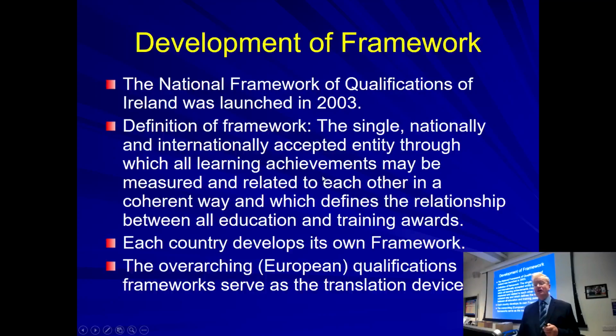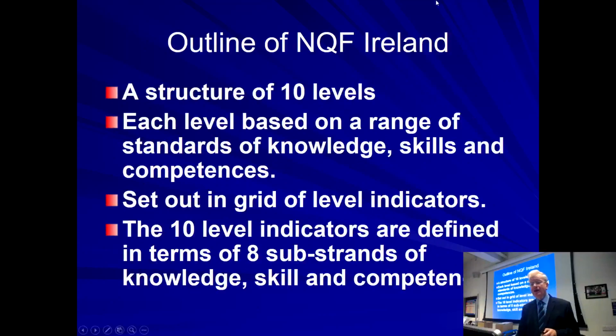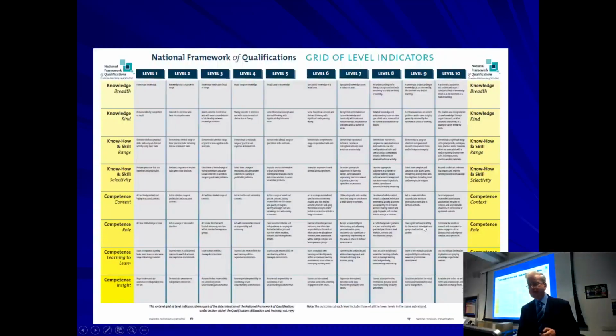So all learning achievements are mapped on to this framework. And each country has its own framework. But for all of those countries that have signed up to Bologna, they must map on to the European Qualifications Framework. There are 10 levels in Ireland. As we see, this isn't the same number as there is in the European Qualifications Framework. And they have substrands of knowledge, skills, and competences, which is really performance in the workplace. So this is the entire framework of qualifications.